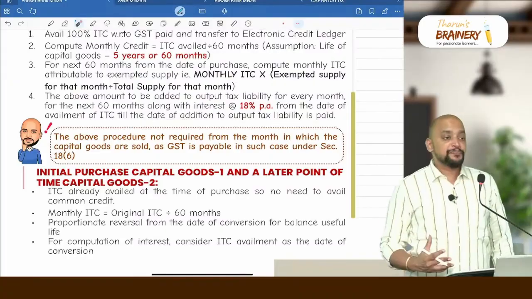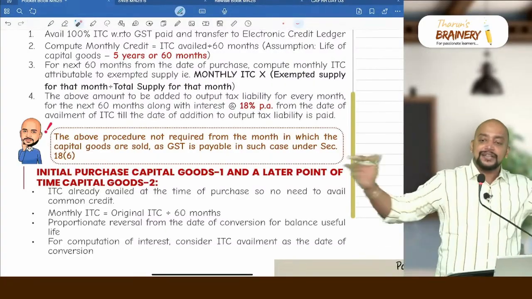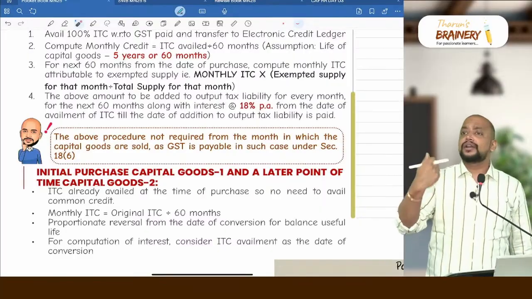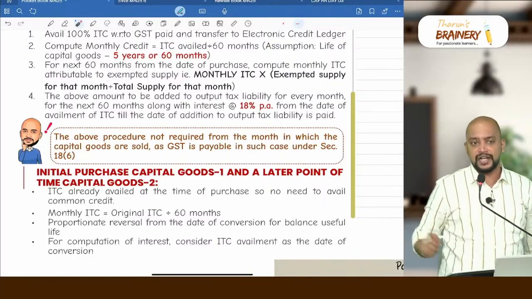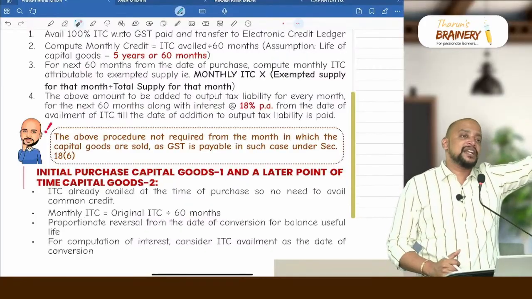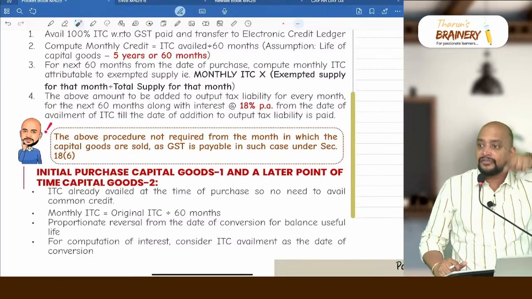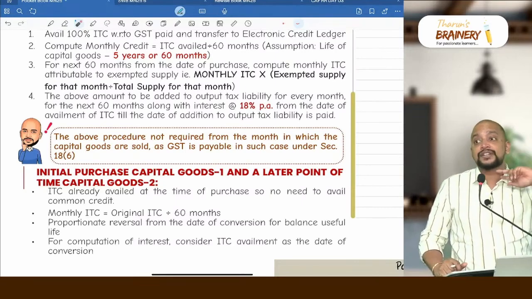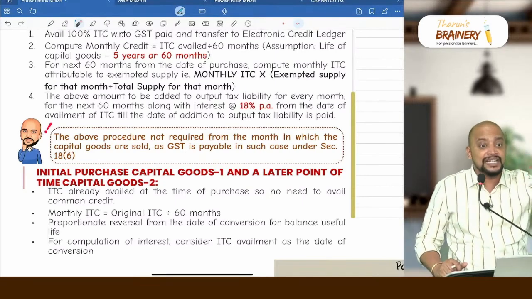And what will happen if this particular capital goods is sold within the 60 months? Whenever the capital goods are sold, always Section 18 subsection 6 will come into picture. What does 18 subsection 6 say? So much of the ITC availed minus 5% for every quarter or part thereof from the date of purchase till the date of disposal, or GST payable on sale value of such capital goods, whichever is higher.